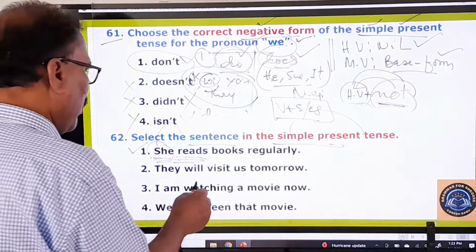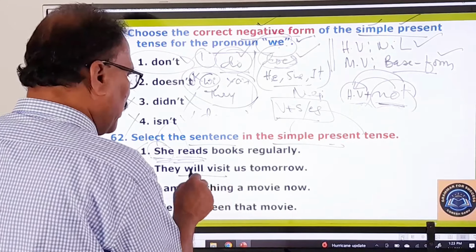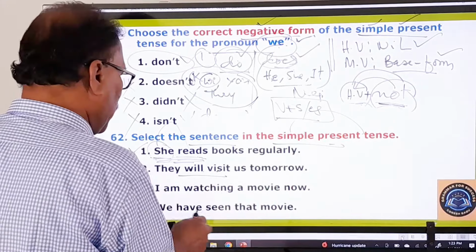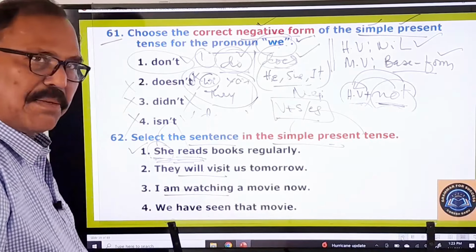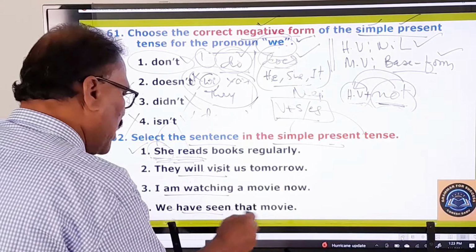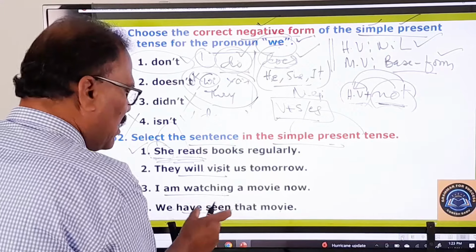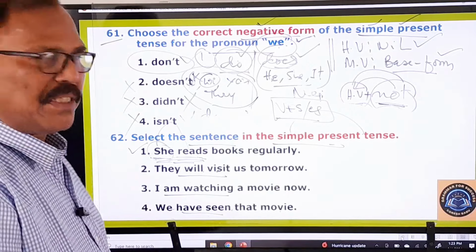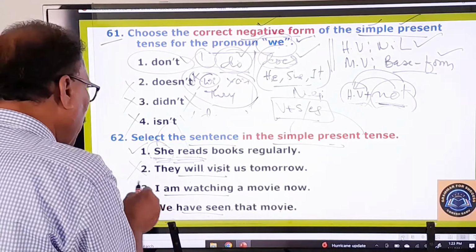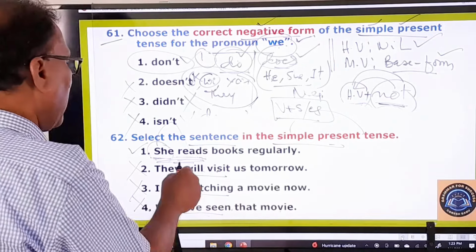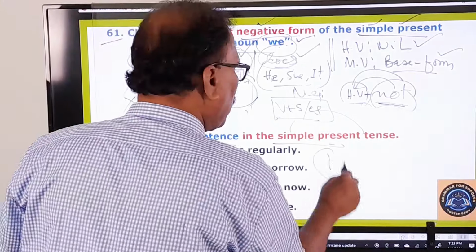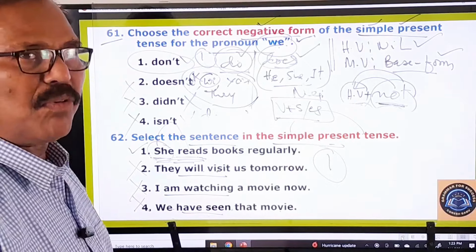And you go to the second one, "they will visit". "Will" and "visit", these are not the features of the simple present. "I am watching", "am" and an -ing form verb, these are not the features of the simple present. "Have seen", "we have seen that movie". So "have" and "seen", these are not the features of the simple present tense. Therefore, the second one, third one and fourth one are absolutely wrong, and here only the first one is your answer. That is how you have to answer this question.